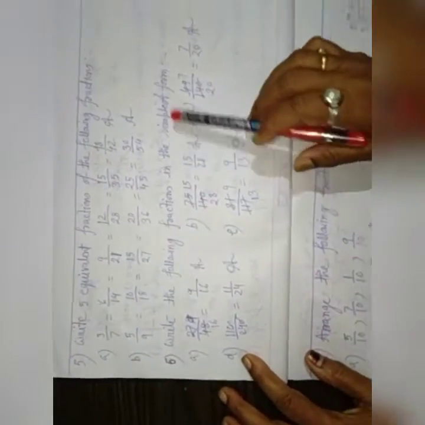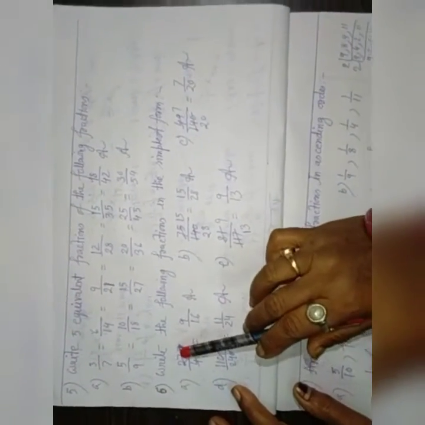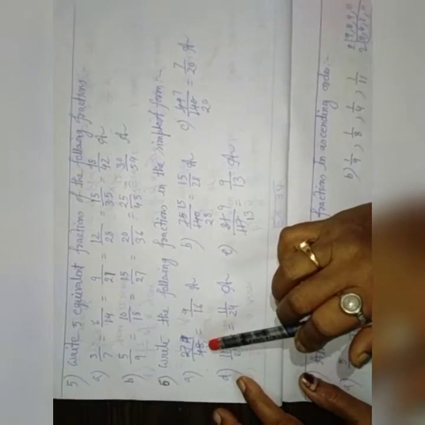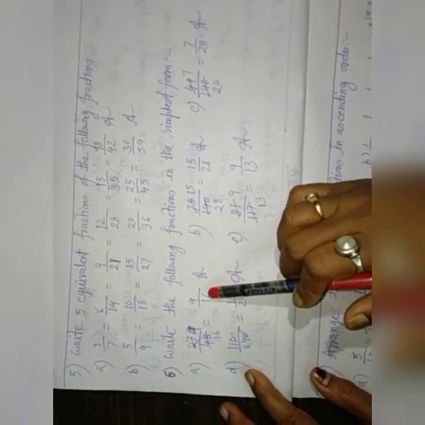6. Write the following fraction in the simplest form. That is 27 by 48. 3 nines are 27, 3 sixteens are 48. So 9 by 16 is the simplest form.